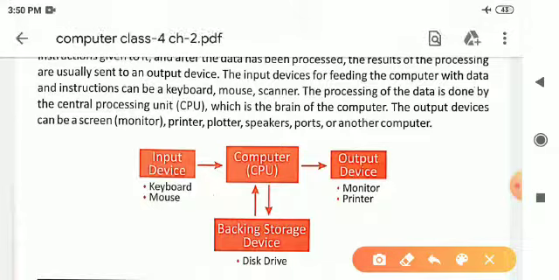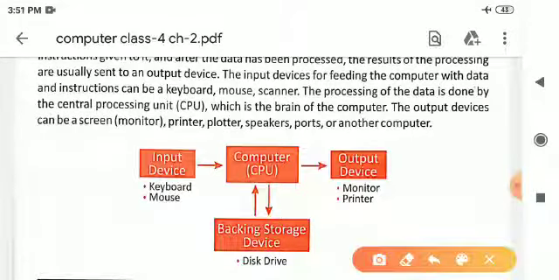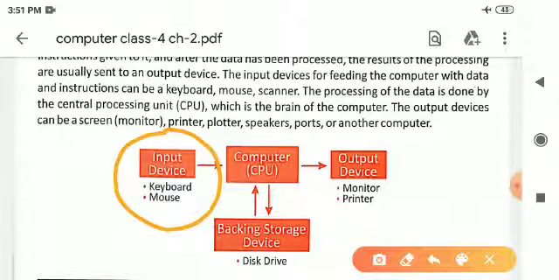So children, in this picture you can see the input device, which takes our data with the help of keyboard and mouse, and which is sent to the CPU, which processes our data, and it shows our result on an output device, the monitor and printer. The backing storage device saves our data by the disk drive.